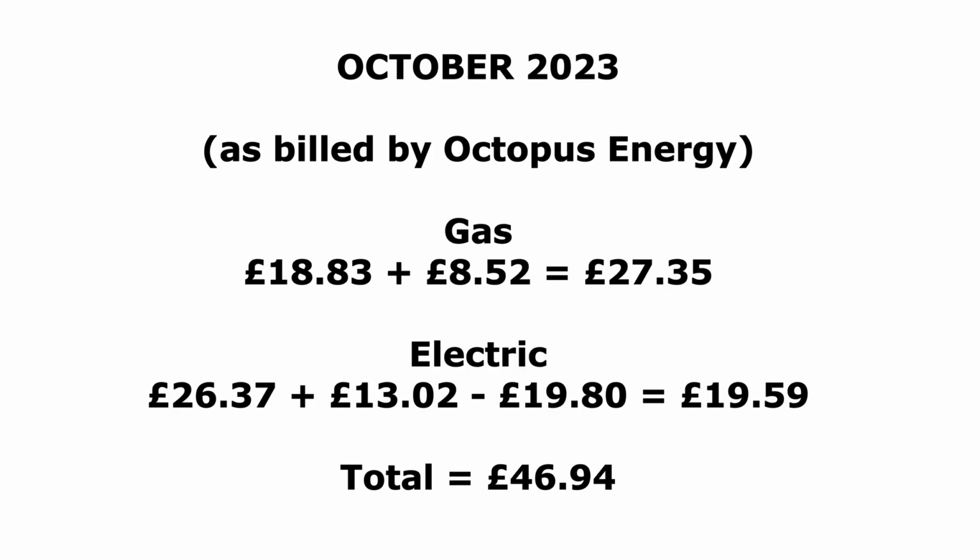So if we add all those together, the gas 18.83 use plus the 8.52 standing charge works out to be £27.35 for the gas. And the electric, £26.37 of use of import, plus the £13.02 for the standing charge. Then if we subtract the export of £19.80, we get £19.59. So if I add the gas and the electric together, that equals £46.94 for the whole month of October. So that was October 2023.